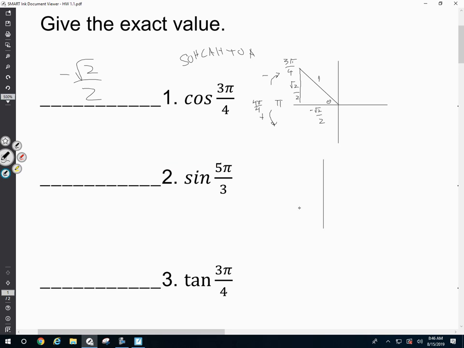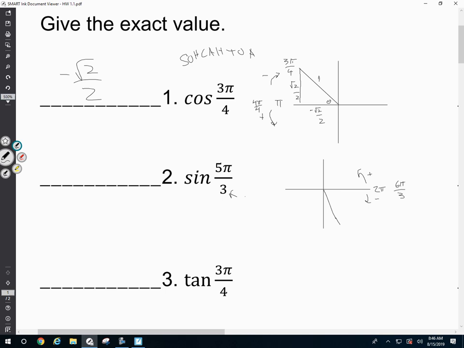Here's sine, 5 pi over 3. I know where 6 pi over 3 is. It's here at 2 pi. So I'm thinking, okay, this is 2 pi. That's the same as 6 pi over 3. Again, I'm going to subtract. Again, if we go counterclockwise, that'll be adding. If we go clockwise, that'll be subtracting. So take a pi over 3 away, and that puts me in this fourth quadrant at 5 pi over 3.